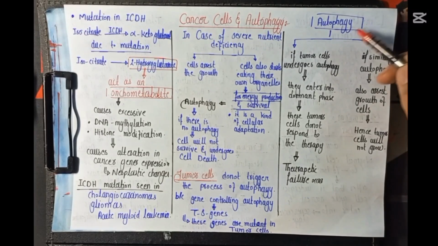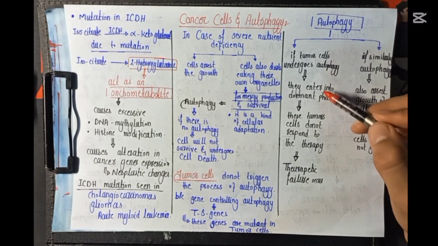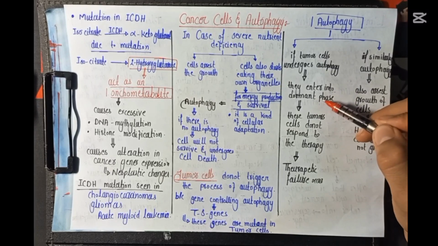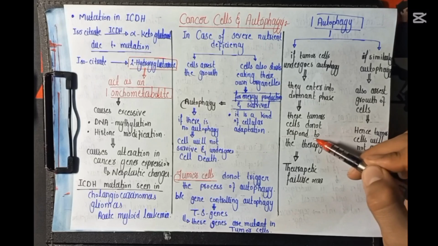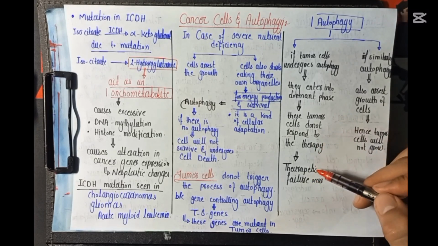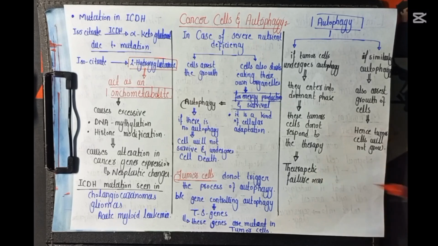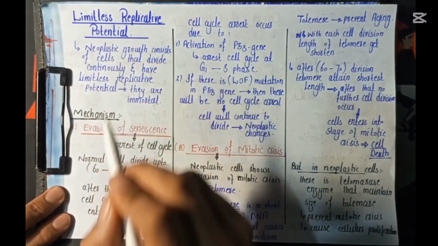And autophagy has two effects on the tumor cell. If the tumor cell undergoes autophagy, then it enters into the dormant phase. In the dormant phase, the tumor cells are in an inactive form, and these tumor cells do not respond to therapy, which leads to therapeutic failure. So autophagy may cause therapeutic failures in the cancer cell. Similarly, if autophagy occurs, it causes arrest of cellular growth, and hence due to autophagy, the tumor cell will not grow.